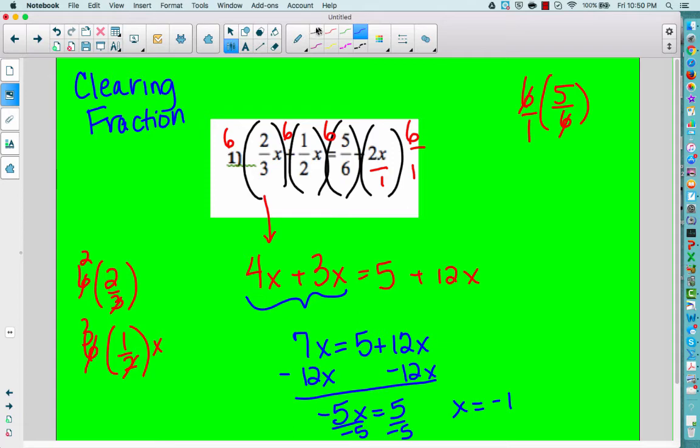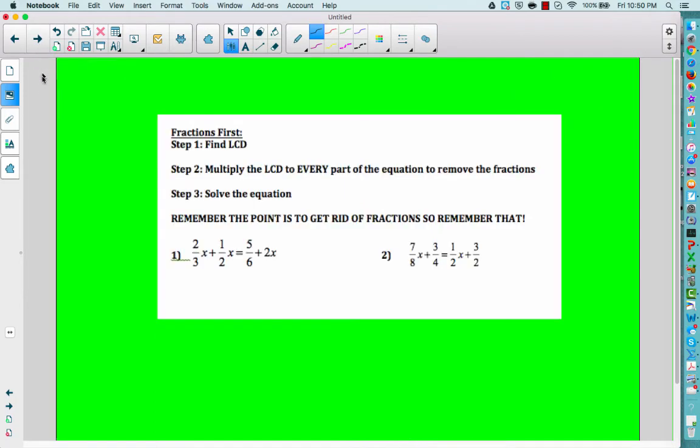Hopefully you're seeing how easy clearing fractions can be to make an equation simpler. And in Algebra 2, we're going to be dealing with a lot of equations with fractions in them, so it will be helpful to know this skill. All right, so let's go through the process.